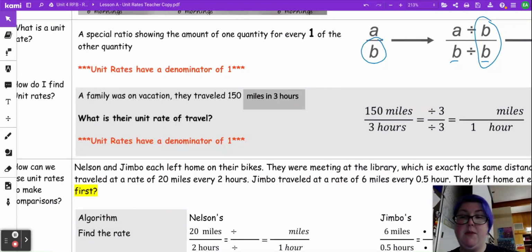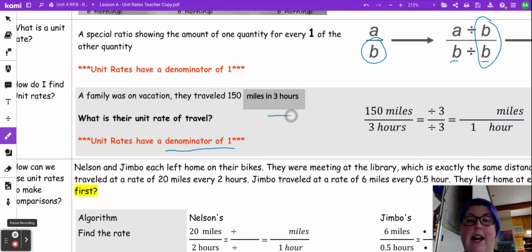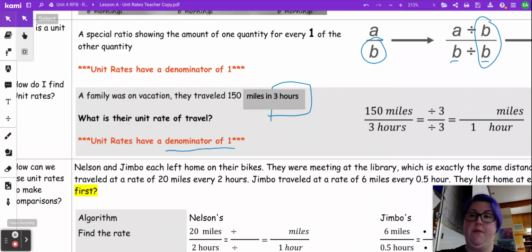A family was on vacation. They traveled 150 miles in 3 hours. So that's their rate. But we want to know, what's their unit rate? Remember, unit rates have a denominator of 1. And since it is 150 miles in, or per, 3 hours, since hours is the last part, that's going to be per 1 hour. The denominator is always the second part of your ratio.